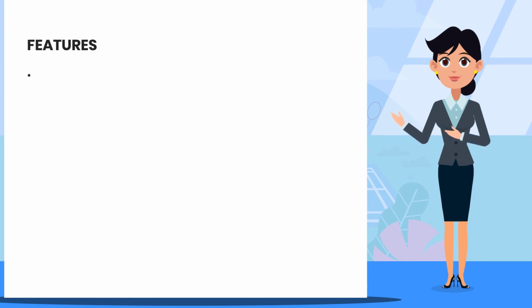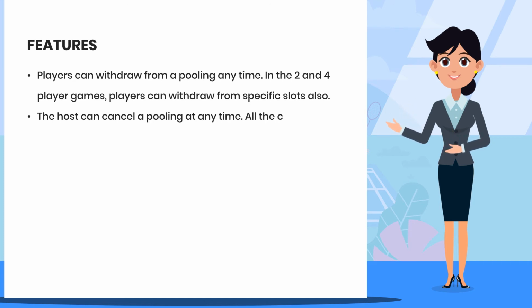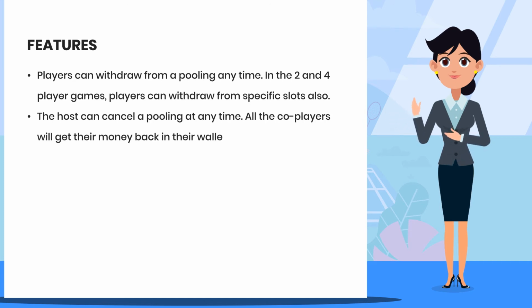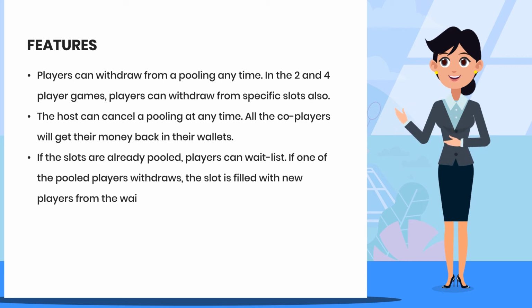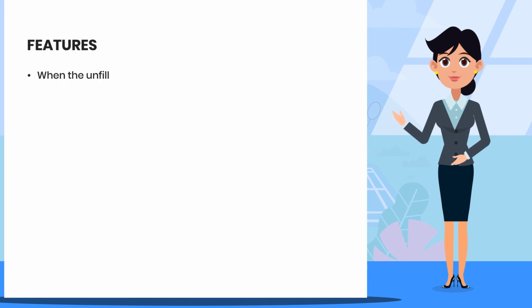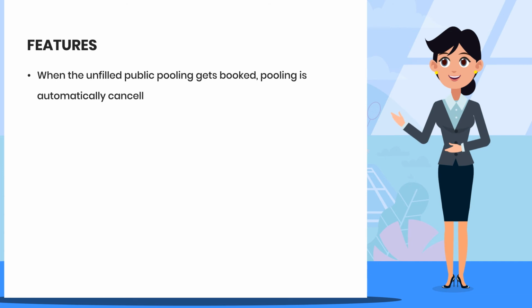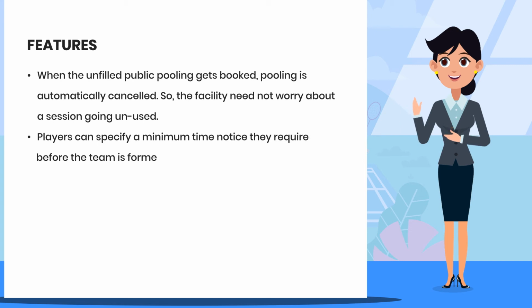Features. Players can withdraw from a pooling at any time. In the 2 and 4 player games, players can withdraw from specific slots also. The host can cancel a pooling at any time. All the co-players will get their money back in their wallets. If the slots are already pooled, players can waitlist. If one of the pool players withdraws, the slot is filled with new players from the waitlist. Money is not deducted from the players' wallets until the team is formed. When the unfilled public pooling gets booked, pooling is automatically cancelled. So, the facility need not worry about a session going unused.